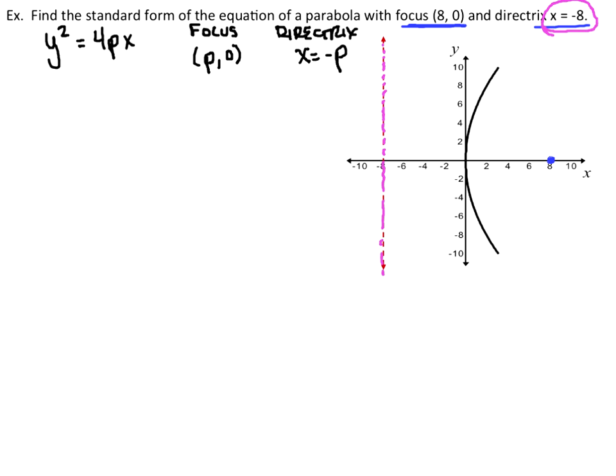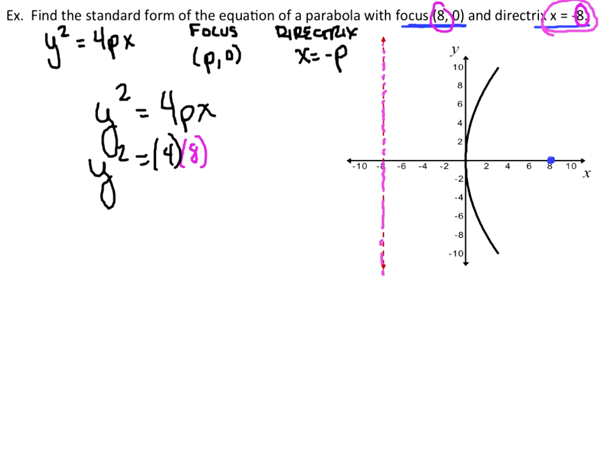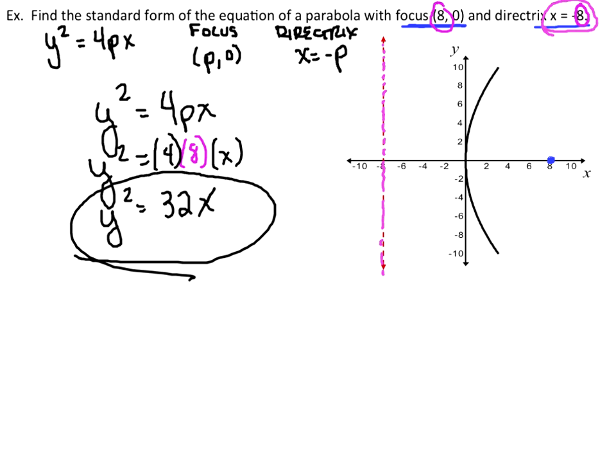Okay, so we are trying to write y squared equals 4px for this particular parabola. Well, I already know what p is. I know what p is because it's already showing up in my focus and in the equation of my directrix. So p is equal to 8. I can go ahead and fill that in. y squared equals 4 times 8 times x. y squared is equal to 32x. And that's it. It feels like it should be harder than that, but you've got your equation in standard form there.